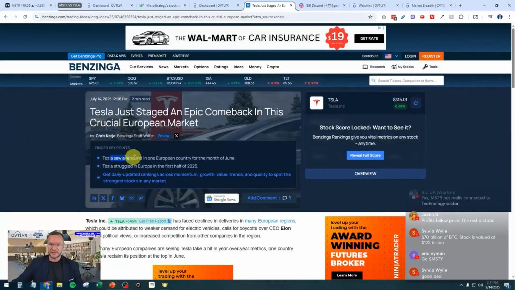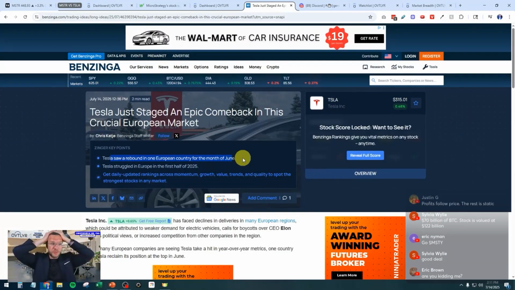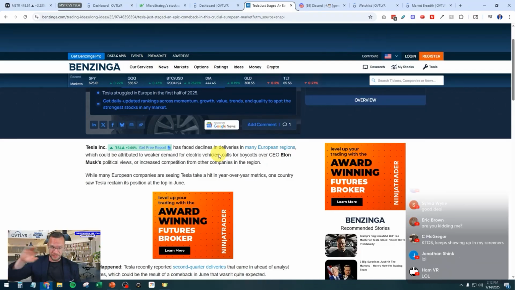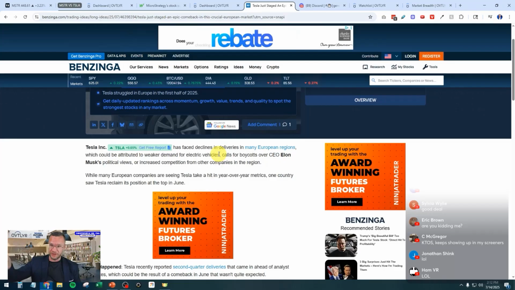Okay, Tesla saw a rebound in one European country for the month of June. Can you believe one European country for the month of June? Tesla struggled in Europe for the first half of 2025, but you got to buy everything you possibly can at this point, right? It's a rebound in one European country. It's going to the moon, right? Even though Elon's lost his mind and his politics, he's going to do whatever he's going to do, right?